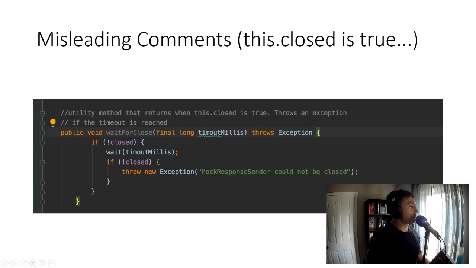So it returns when this.closed is true. But here's the thing, guys. This is the first thing I noticed. This is a void method, which means it's not going to return anything. That's what confuses me about this comment: "returns when this.closed is true." When this.closed is true, it's not going to go in this if block. So what's it returning here? It's a very confusing, very misleading comment because nothing's being returned here.